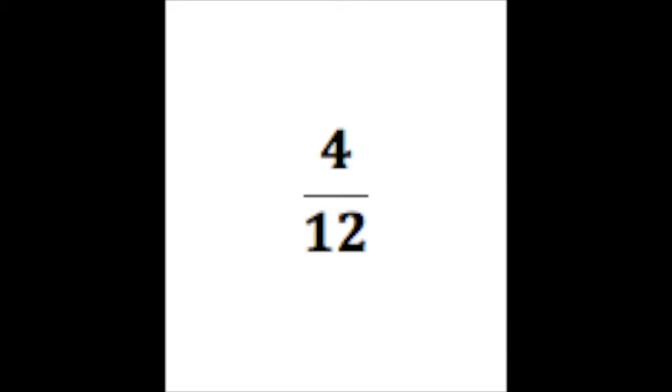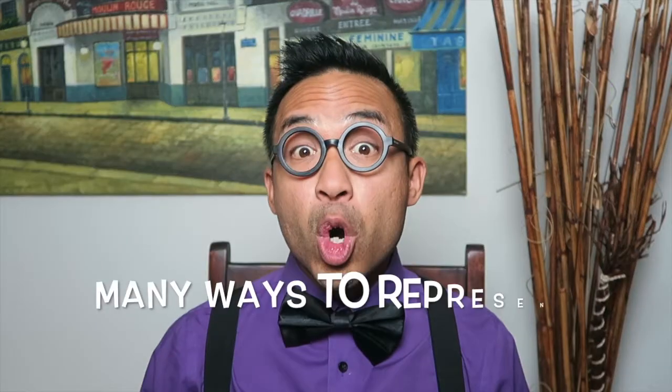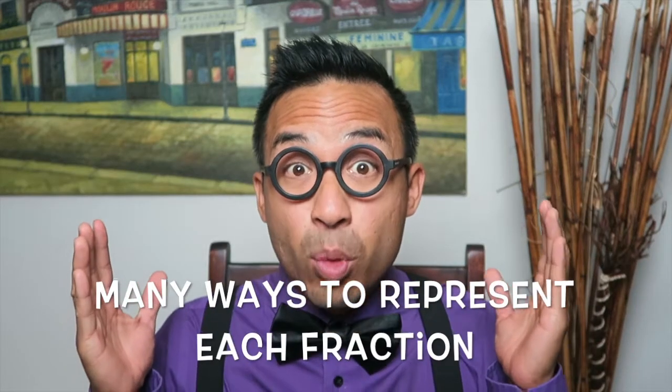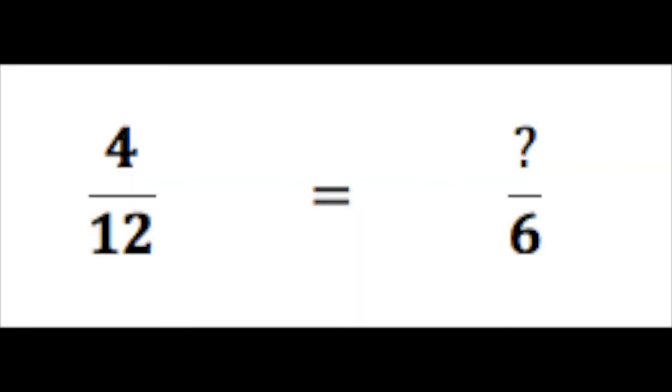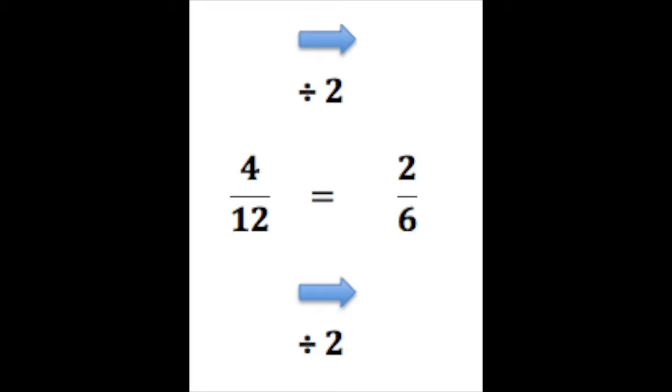Next problem. Let's shade in 4/12 of a rectangle. There are many ways to represent 4/12. For example, we can break the exact same rectangle into sixths. How many of the sixths are shaded? Exactly, 2/6 are shaded, because 4/12 is equivalent to 2/6.